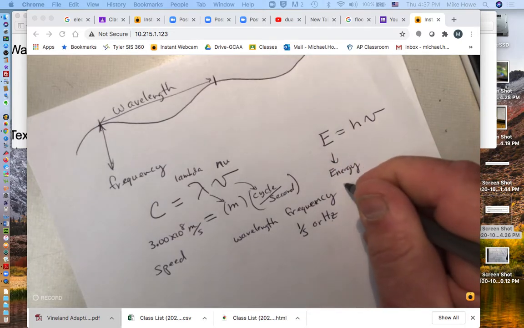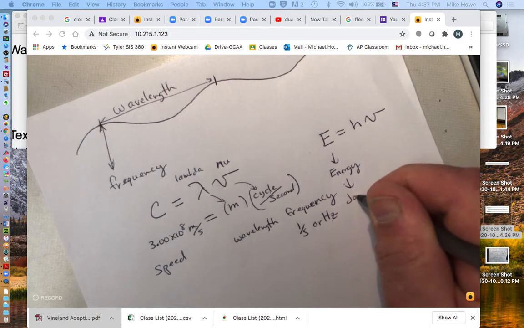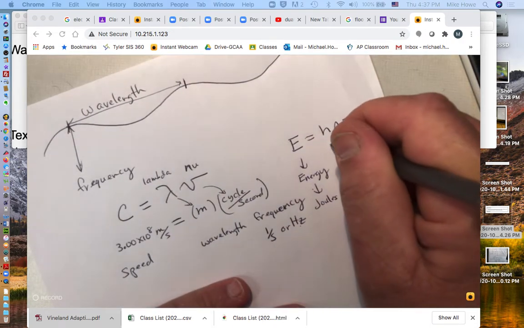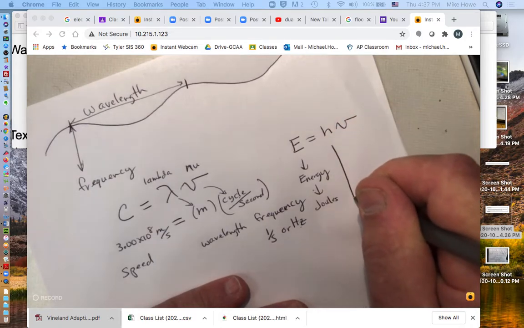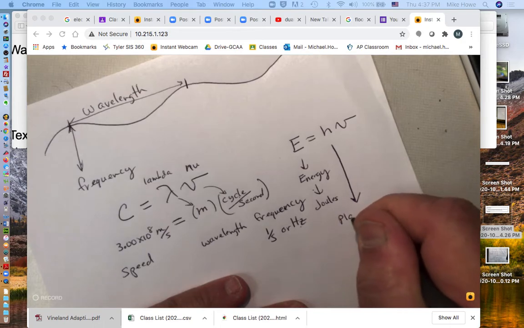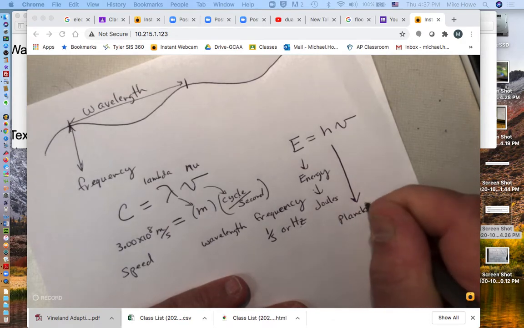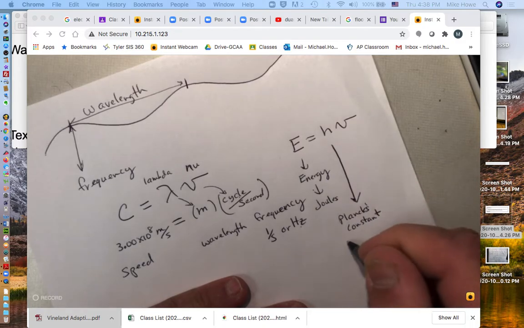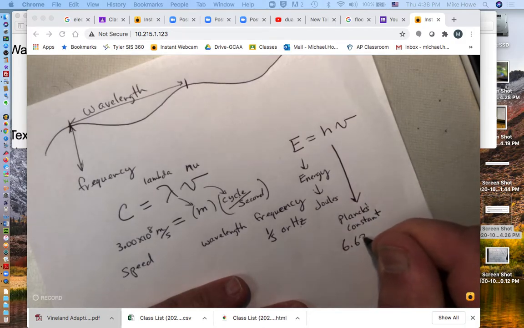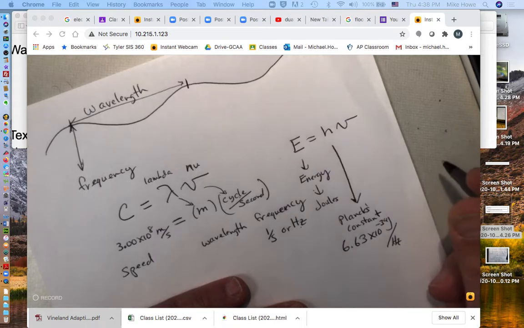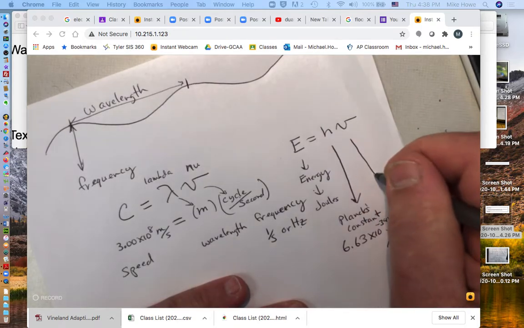And energy is usually measured in joules. You remember joules from physics class. h is a constant. I'm going to put it down here because I need a little bit more room to write it. It's called Planck's constant, and its numerical value is 6.63 times 10 to the negative 34th joules per hertz. And this again is frequency.